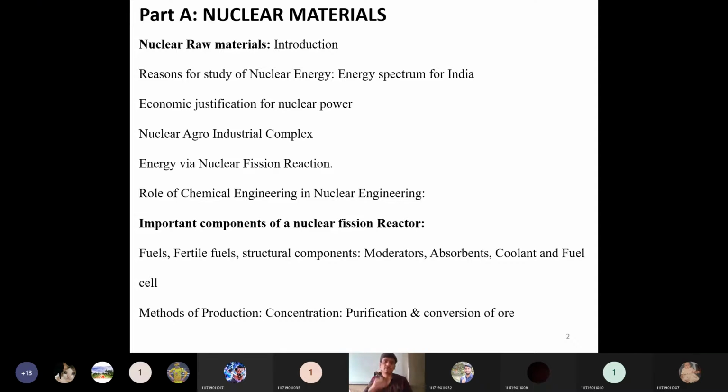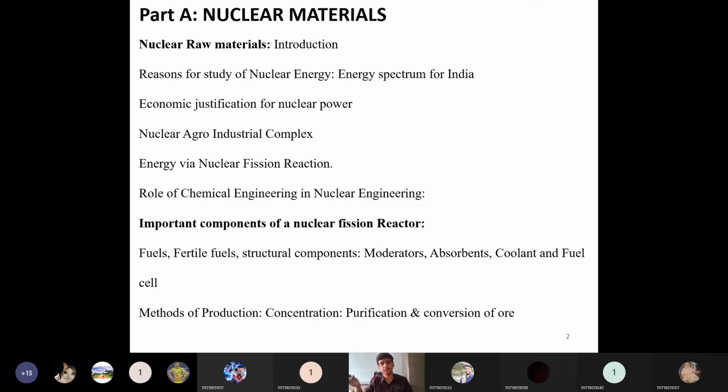And various structural components of a reactor, like moderators, which are used to slow down the outgoing neutrons, not to suppress the neutron-emitting tendency of that particular reaction. Then absorbers, coolants, fuels. Nuclear energy is a high energy reaction, a highly exothermic reaction. To cool that, we have to use coolants and various fuel cells. A complex fuel cell we will show in detail in the flow sheet.